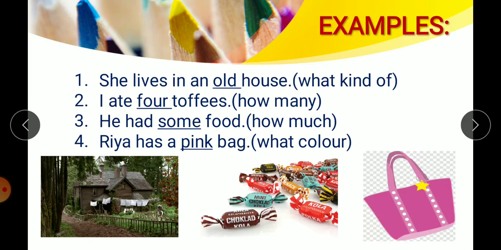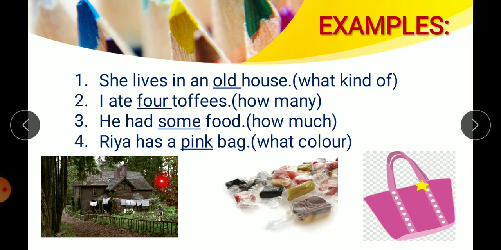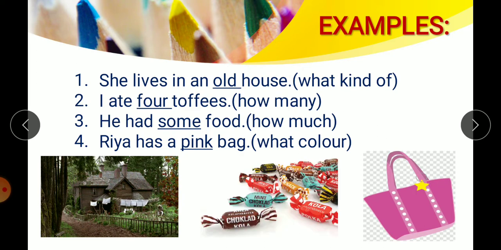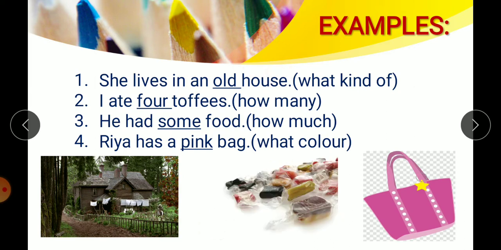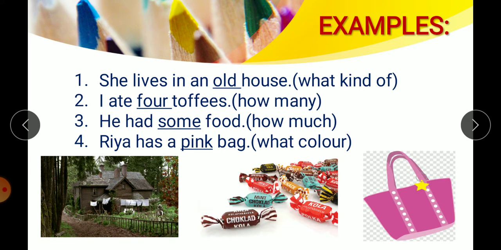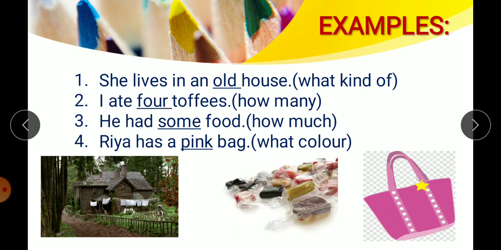Now let's see a few examples. She lives in an old house. So here you can see there is an old house. What kind of house? House is a noun and old is telling us the quality of the house. House की quality कैसी है? Old. So old is an adjective.